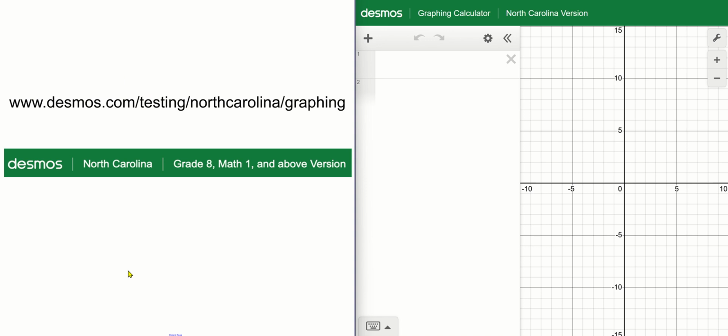Always make sure we're using the one with the green bar. That's the testing version. If you use a non-testing version, it can do more things, but that's not how it's going to work on your check-ins and EOCs. If you end up with a different state, there may be some things you can or can't do. So make sure you have the North Carolina green bar version.